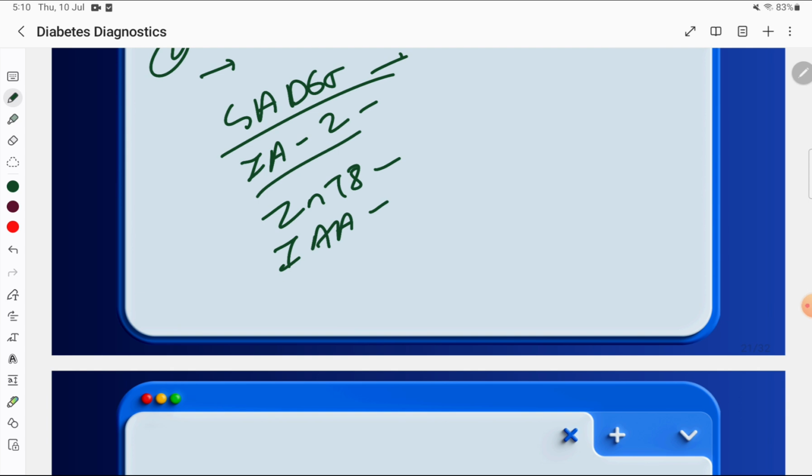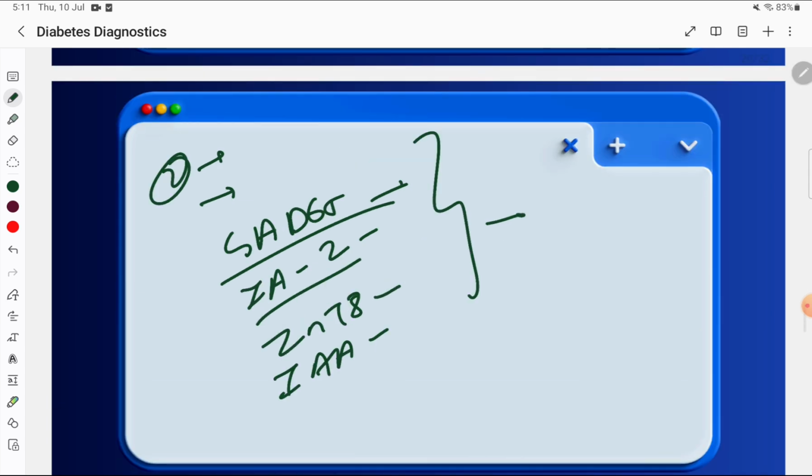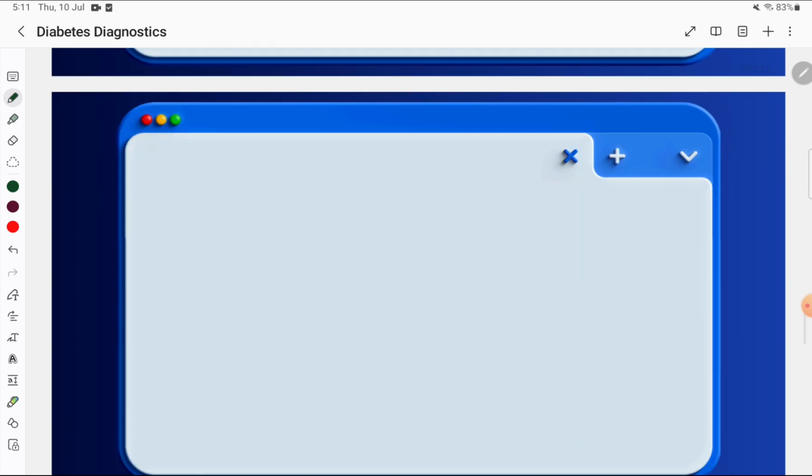And why does it matter? Because autoantibodies confirm type 1 autoimmune etiology and may be useful in identifying LADA, latent autoimmune diabetes in adults, who often present like type 2 diabetes mellitus initially. So these autoantibody tests confirm type 1 diabetes mellitus, and you must remember this when you are studying.